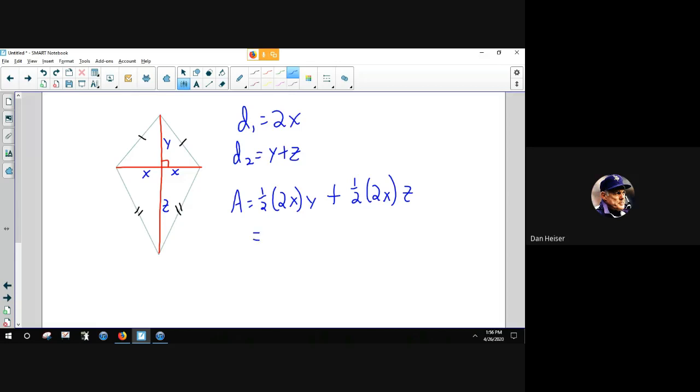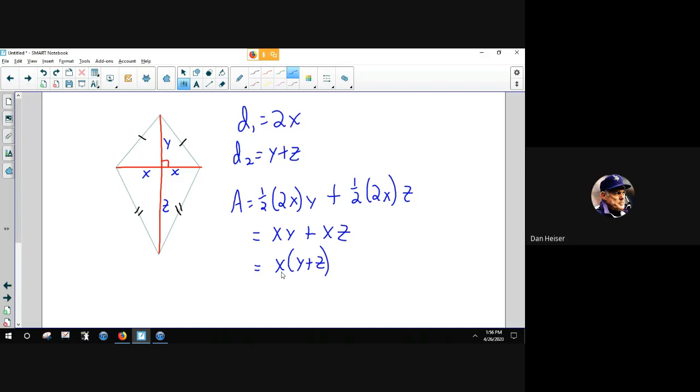A little bit of algebra work here, xy, and then this will be xz. And we need a little more algebra to finish this off. I'm going to factor out an x from both terms. And now I see that diagonal 2 just showed up. This y plus z is exactly diagonal 2. And I have 1x left over.